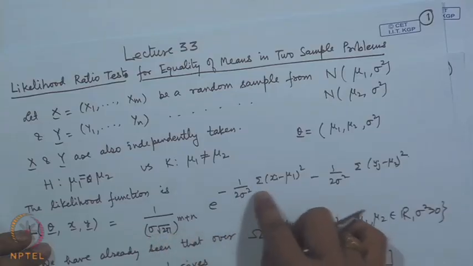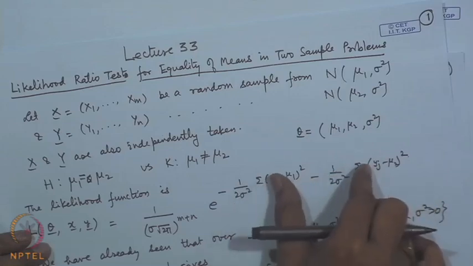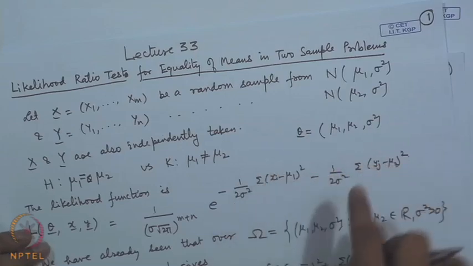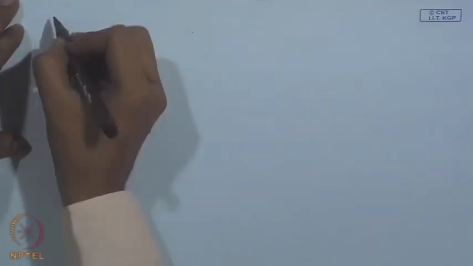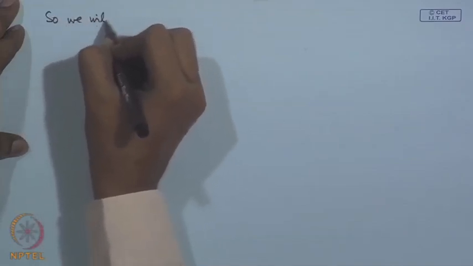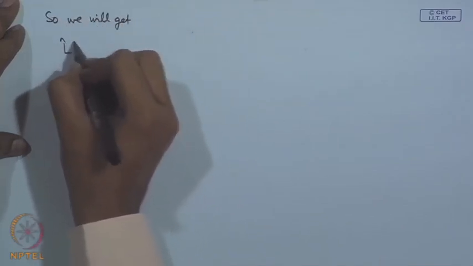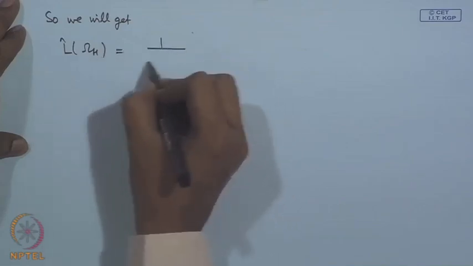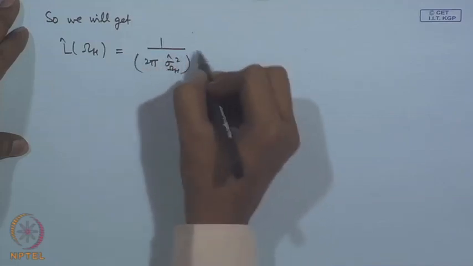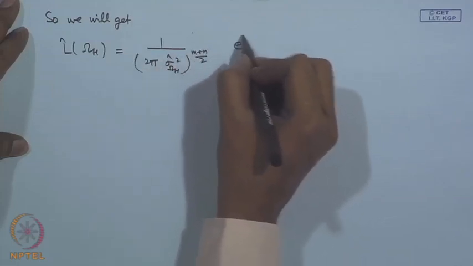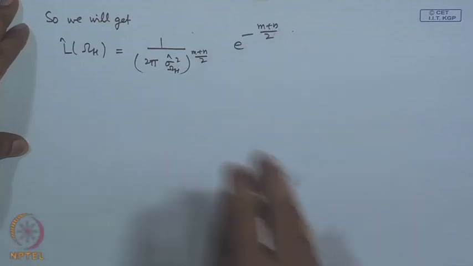So, in the likelihood function, if I substitute this value, that is 1 by sigma omega h head square, and here I substitute this value. Here this is obtained after substituting mu 1 = mu 2 = mu. So we will get L head omega h equal to (1 by 2 pi sigma omega h head square) to the power (m plus n) by 2, e to the power minus (m plus n) by 2.